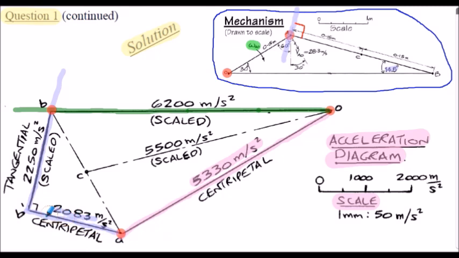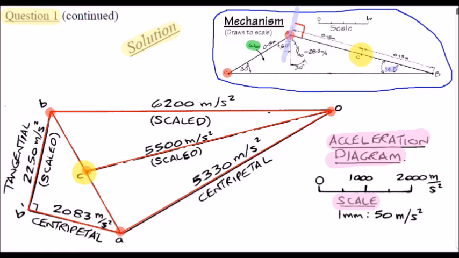So let's put this line here on our diagram defining point B dash, and then we draw a tangential line to the connecting rod. So this line here is tangential to the connecting rod axis. And where that crosses the horizontal, that will define point B, and then vector OB will be the linear acceleration of the piston, or the slider in this case. So there's our finished diagram.